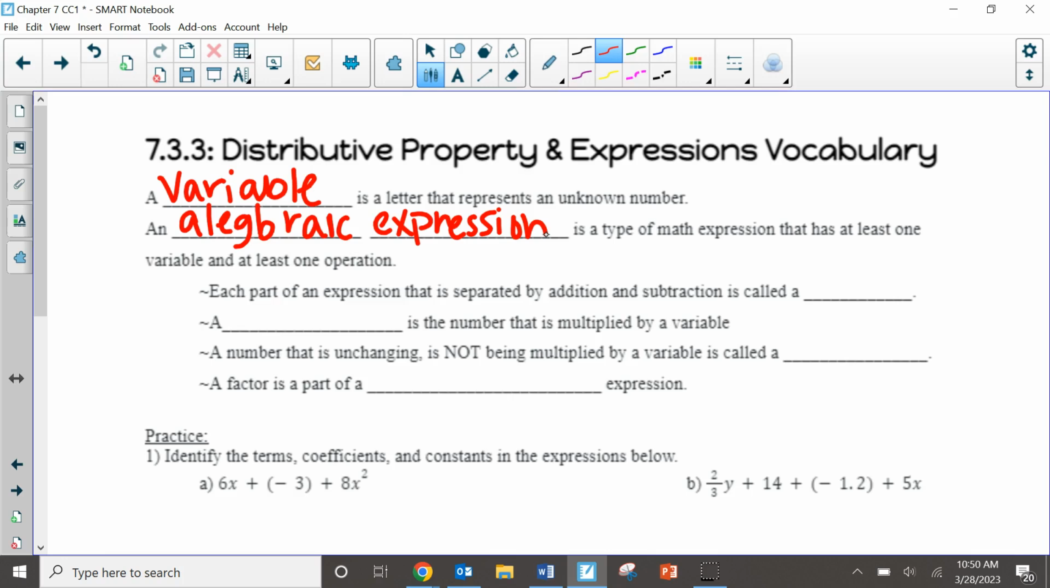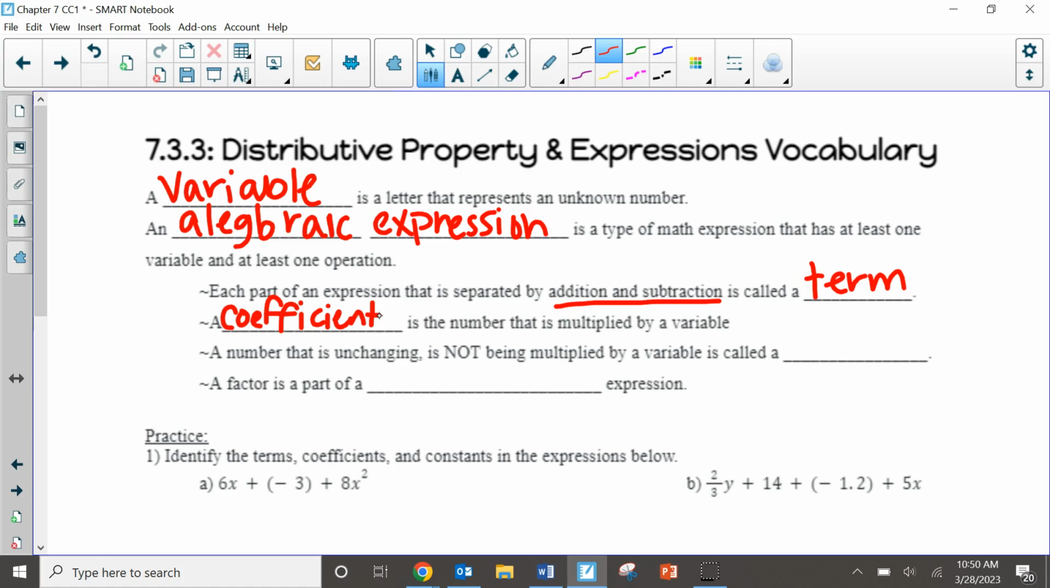Each part of an expression that is separated by addition and subtraction is called a term. Okay, so it is separated by addition and subtraction. A coefficient, so we have learned this word before. A coefficient is the number that is multiplied by the variable. So it's that number that you see right up against that variable.